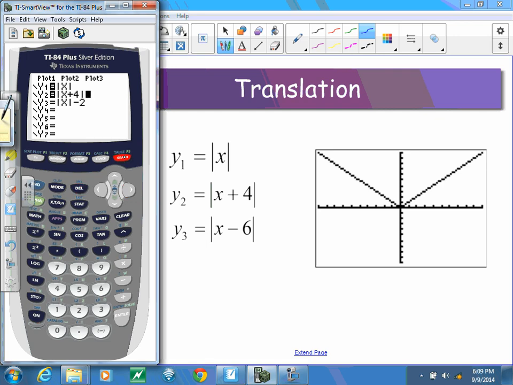And now I'm going to graph this, and let's see what's happening. So there's my parent function. Now notice where my new graph is. What most people think is going to happen is that it's going to move to the right 4 units, but actually it's moving to the left 4 units.